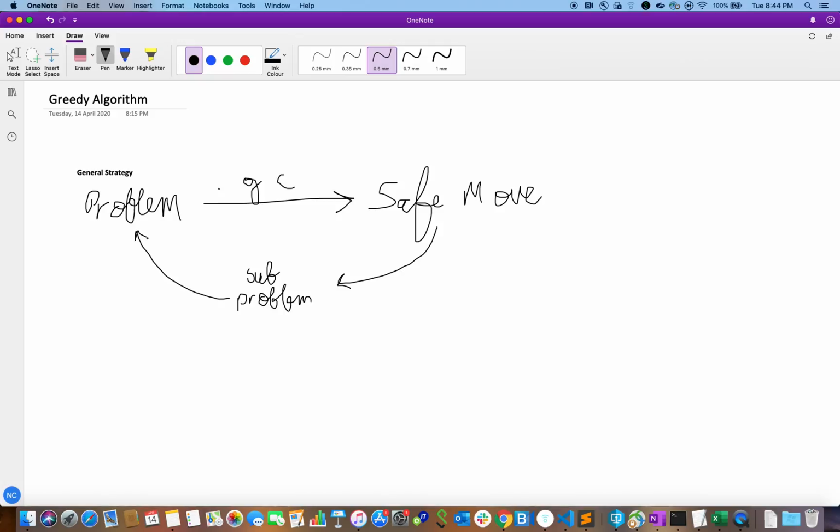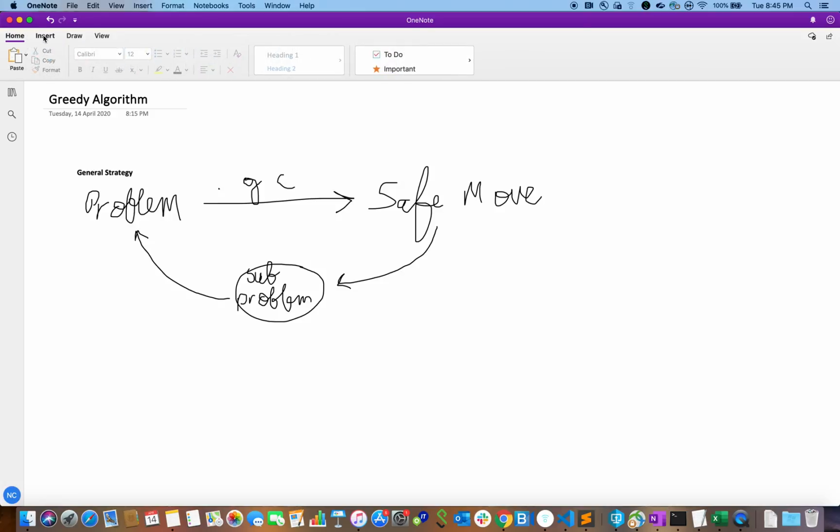Now, talking about what a subproblem is. Consider a situation where you are given a problem to solve, and the problem can consist of multiple subparts which you need to solve independently, and by organizing the results of those subparts you can generate the result of the original problem. This subproblem is that subpart which I was talking about. So this is the general strategy for any greedy algorithm.